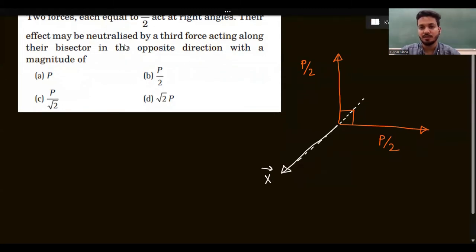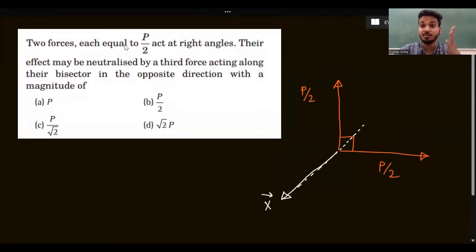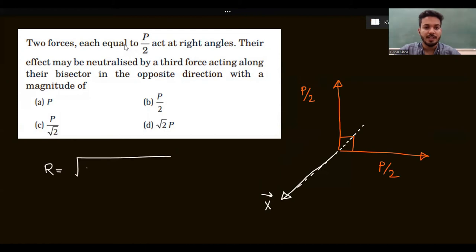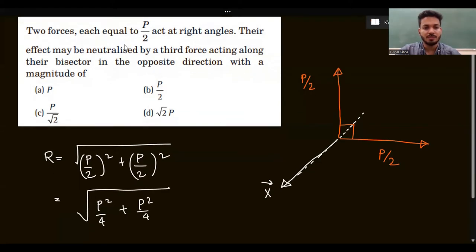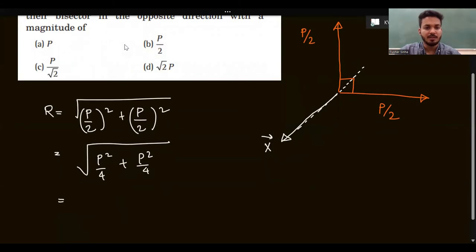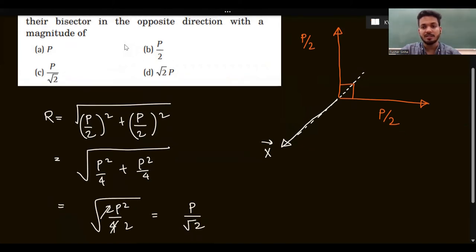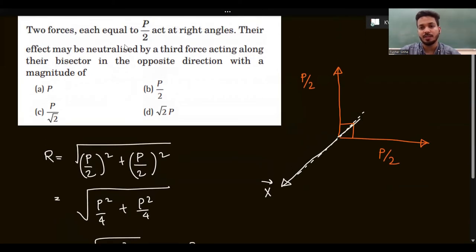Since they are in the perpendicular direction, if I want to find the resultant, I can use the parallelogram law. But in the previous question, you saw if it is at 90 degrees, I can simply find the resultant by doing under root of (P by 2) whole square plus (P by 2) whole square. This will give me under root P square by 4 plus P square by 4, which is equal to under root of 2P square by 4. So 2 and 2 will cancel, and your final answer will be P by root 2. This is the addition of P by 2 and P by 2 in this direction.